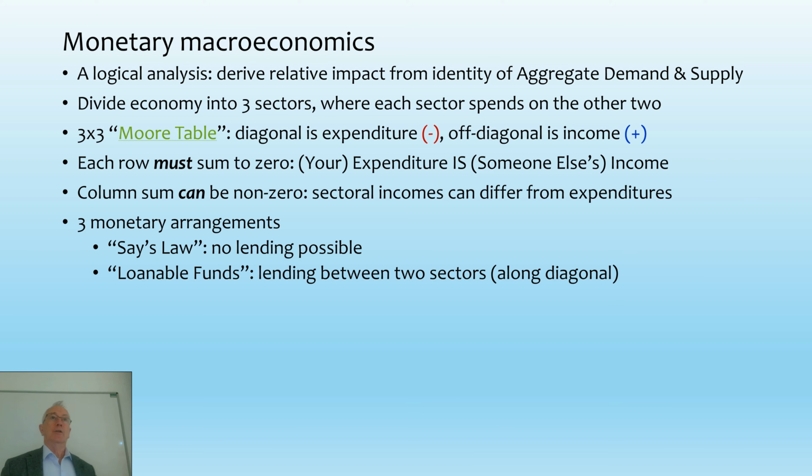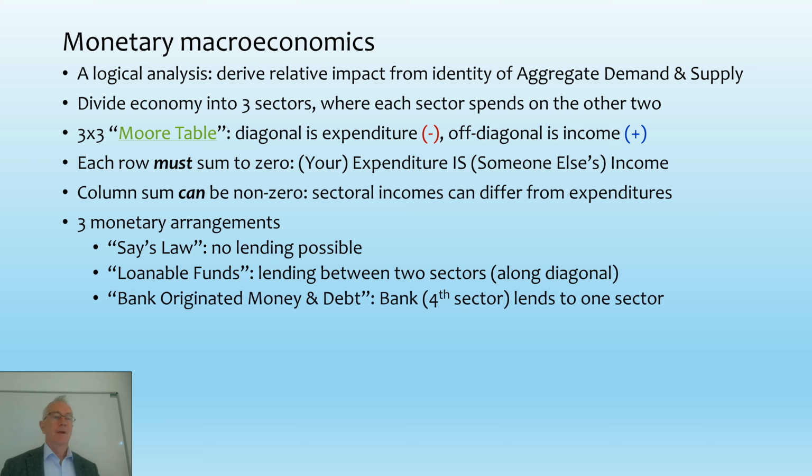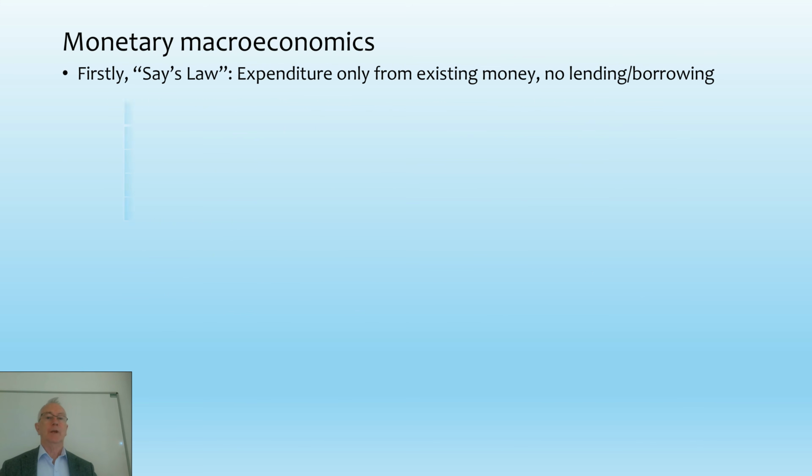The textbook model is loanable funds. This is the one Paul Krugman believes describes the real world. You have lending between 2 sectors. Now, lending is shown along the diagonal here because if you go off the diagonal, you're showing expenditure and income. And when you take out a loan, it's neither expenditure nor income. Okay? You don't get taxed on a loan. And then I show where banks originate money and debt. So I bring in a 4th sector, which is a bank that lends to one of the other 3 sectors. So let's look at Say's law.